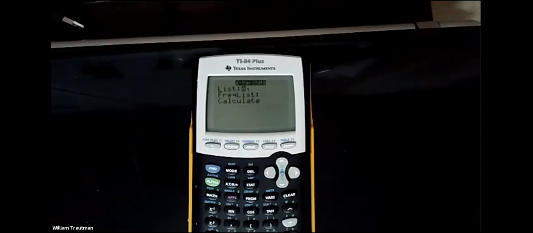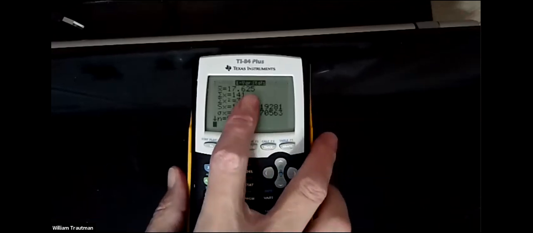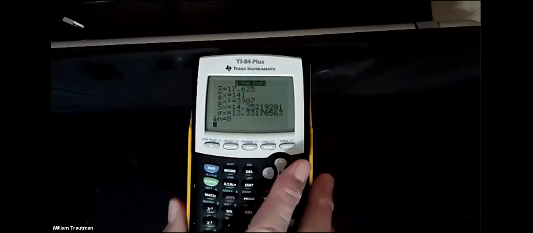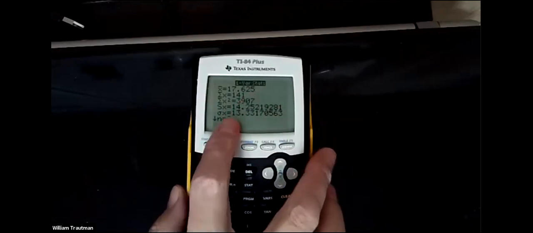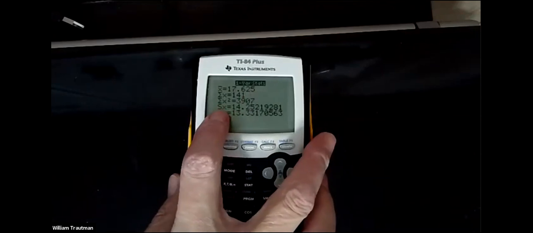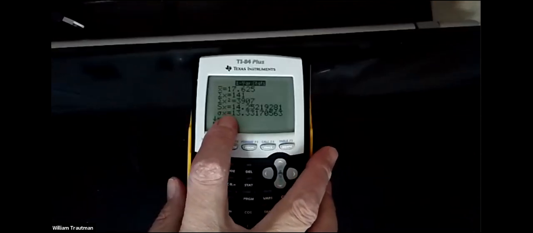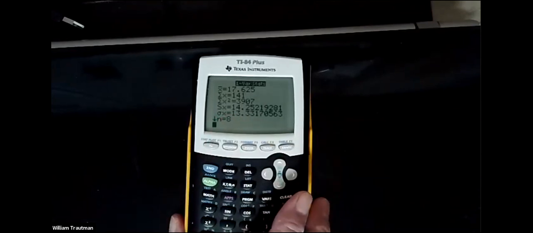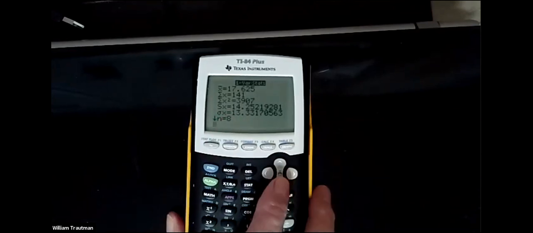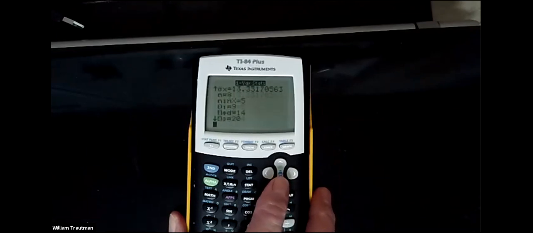Just like we're finding the mean. We're finding all the data in list 1. Hit calculate, and look, there's the mean. There were 8 pieces of data. There's the standard deviation, the population standard deviation. Okay, we want to find Q1, Q2, and Q3. From here, we just scroll down.